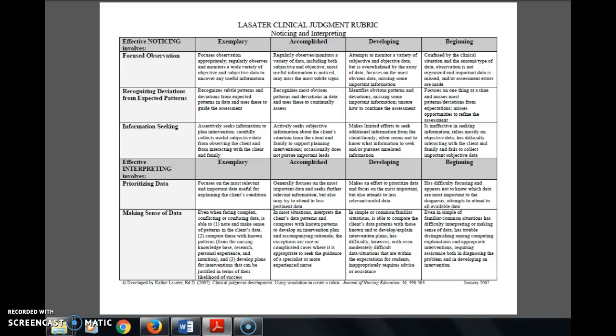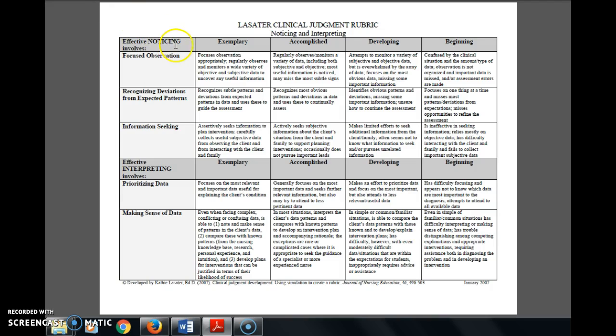Hello, gang. I wanted to both show you and talk to you about a tool that we'll be using during our lab time, specifically when we are going through different simulations. This tool is called the Lassiter Clinical Judgment Rubric, and it references different components of clinical judgment.